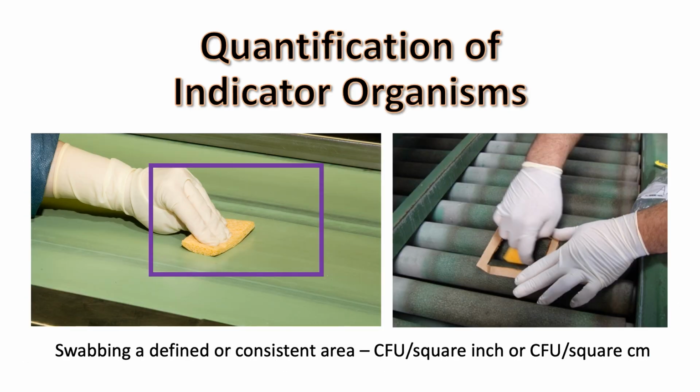On Zone 1 surfaces, or any surface where you are trying to quantify indicator organisms, you need to make sure that the sample is taken within a defined area. For example, 100 square centimeters or 25 square inches. The number of microorganisms or colony-forming units, or CFU, per square centimeter or square inch can then be determined.